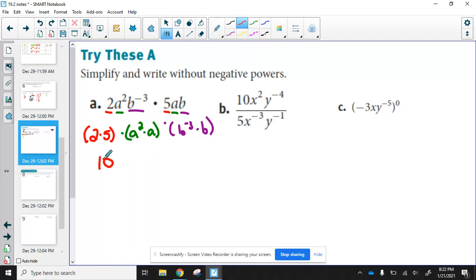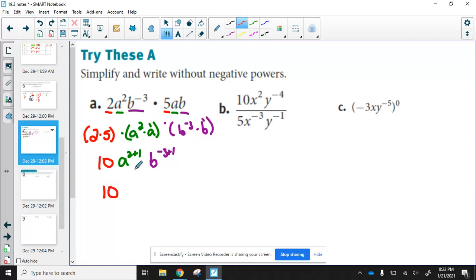We'll get 2 times 5, which is 10. Then we have a squared times a, so that means we keep a as our like base, and then we add our exponents, which is 2. There's a 1 here, but it is not always shown. So 2 plus 1, I'll write it out just in case if you're following along. And then lastly, we have b as our like base, so keep b as a like base, and we have negative 3 plus, again, a hidden 1 if you want to throw that in there.